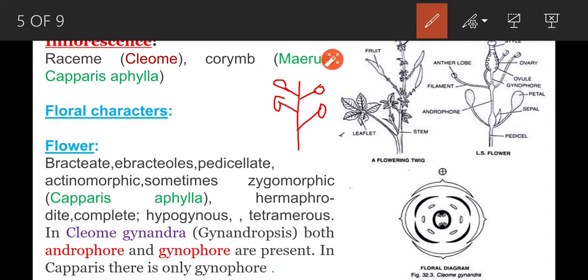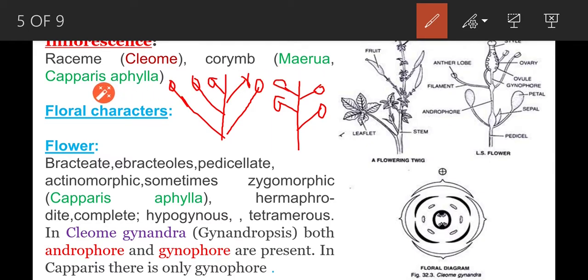And what is corymb inflorescence? In corymb inflorescence also, the inflorescence axis shows continuous growth and a number of flowers are present on the axis. But lower flowers have long pedicels and upper flowers have short pedicels, so that all the flowers are brought to the same height. Such inflorescence is called corymb inflorescence. It is found in Maerua, Capparidaceae and Cleome gynandra. In these plants, this type of inflorescence is seen.